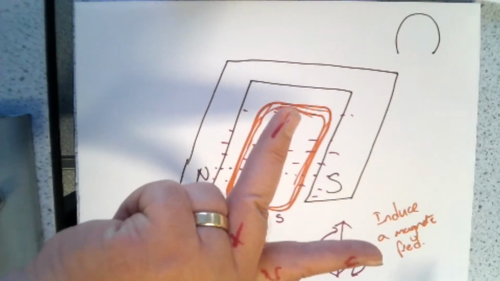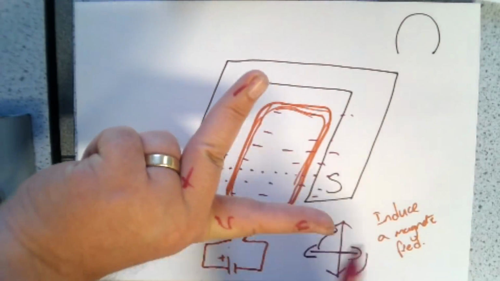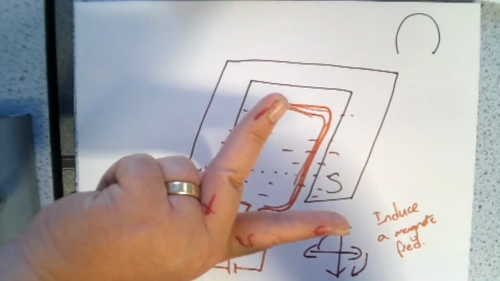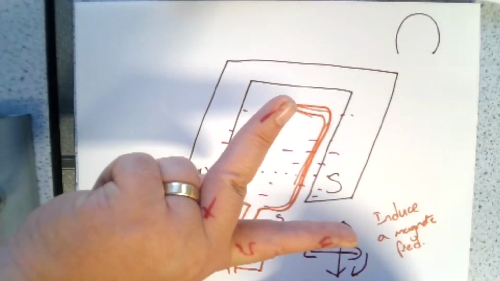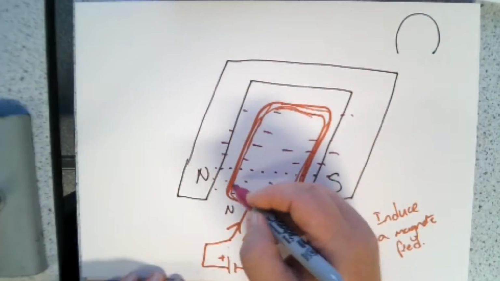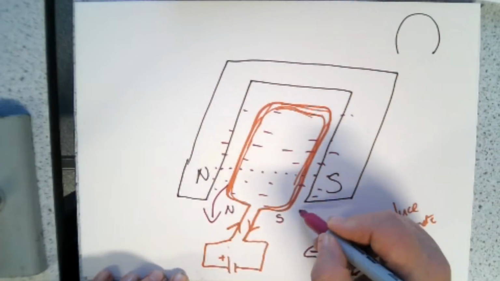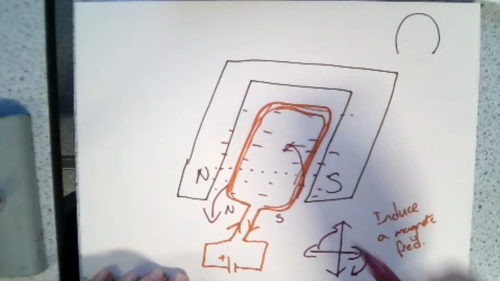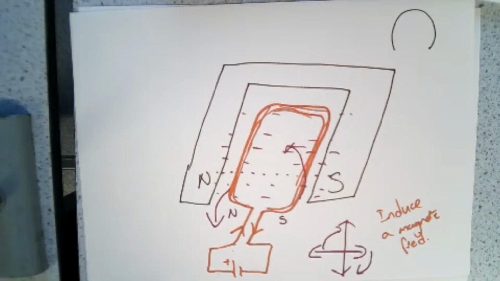Okay, naughty, naughty. So we can see north to south, current positive to negative, because the negative is going to come around this way, and my thumb is pointing downwards. So that means that this is going to go down, and this end will go up. And that is using Fleming's left-hand rule.